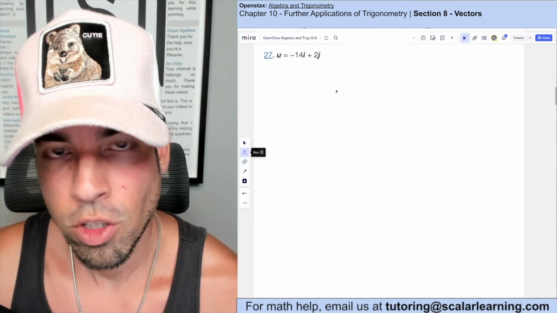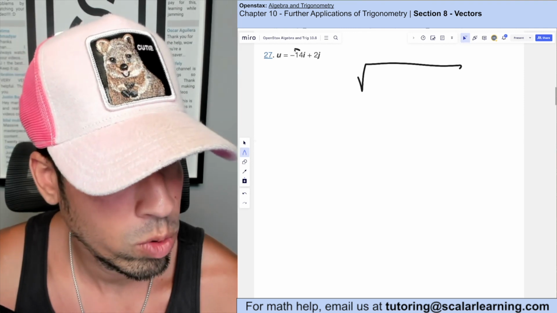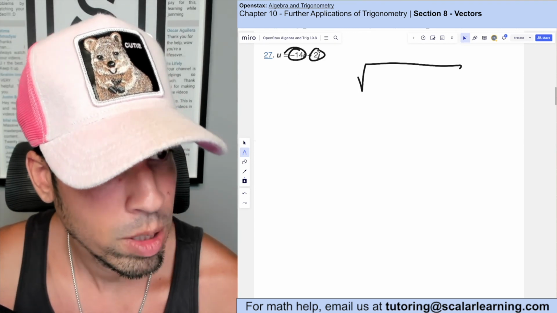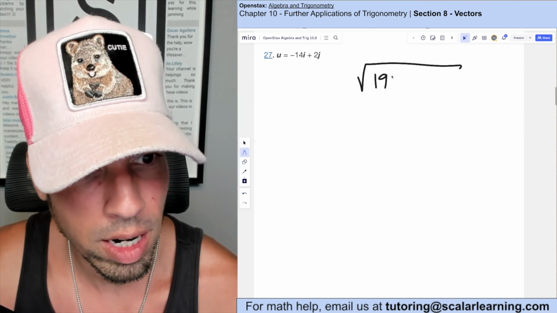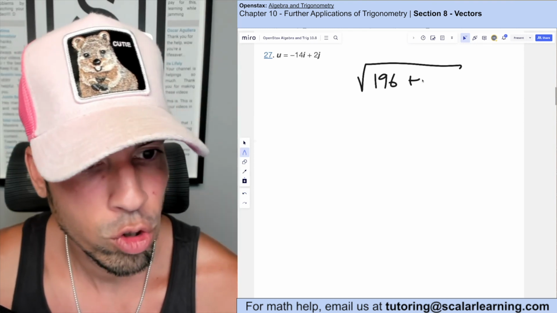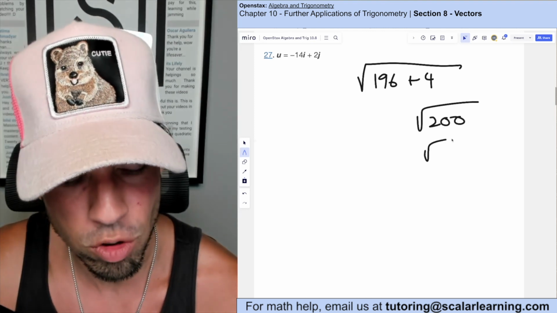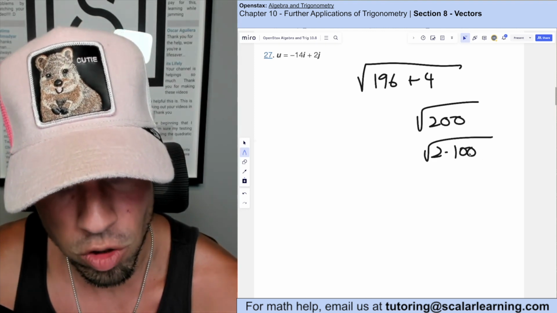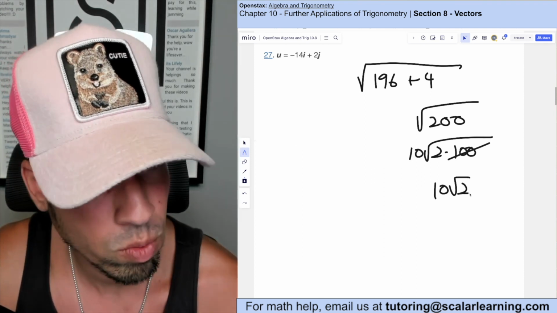Done. So for this one to turn it into unit vectors, first I need to get the magnitude, which can be found by taking the square root of this value squared plus that squared. So negative 14 squared, that's 196, right? And then 2 squared is 4. So we got radical 200. We can simplify that a little bit because you remember that's the same as 2 times 100. Square root of 100 is 10. So we got a nice magnitude of 10 rad 2.